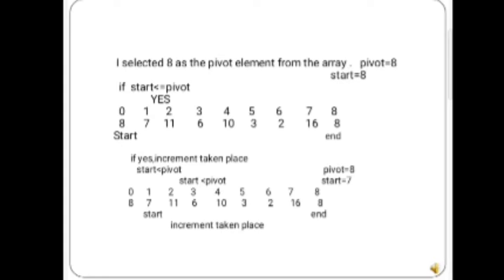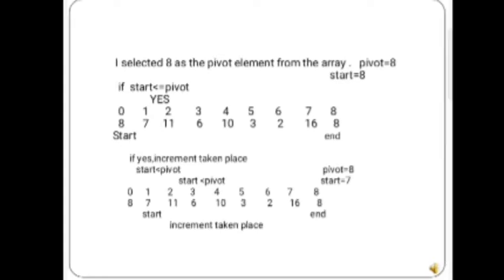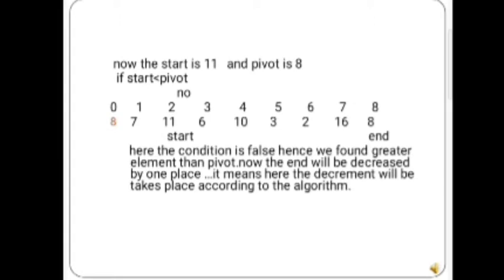Because the condition is true, increment takes place. Now the start is 11 and the pivot is 8. Again the next case is start is less than pivot. Start is 11 and pivot is 8, so the condition is false. So here the condition is false, hence we found an element greater than the pivot. Now the end will be decreased by one place. It means here the decrement will take place according to the algorithm.